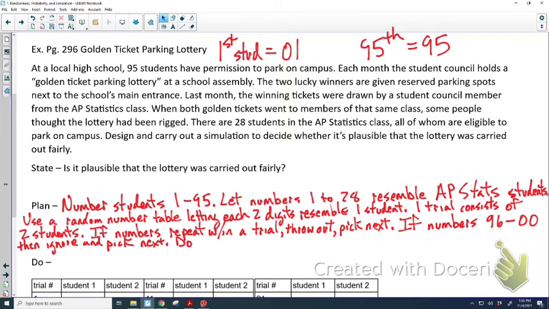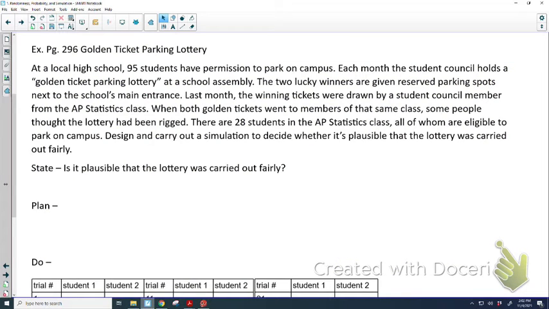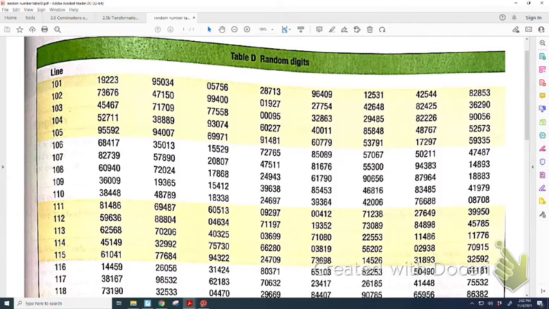Do this for 25 trials. I mean, the more the better. We could be here all day. We could do 1,000,000 trials if we want, but we don't want to do that. I just want to demonstrate how to use a random number table and how to do a simulation. So I did it already. You may have to pause the screen. Let me scroll down. I don't know if you want to do a screenshot and try and follow along.